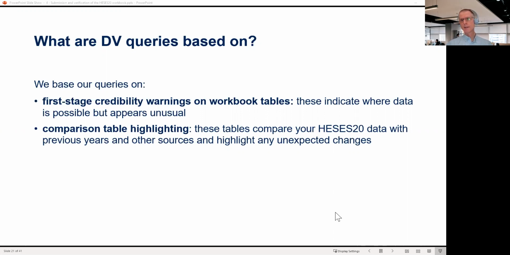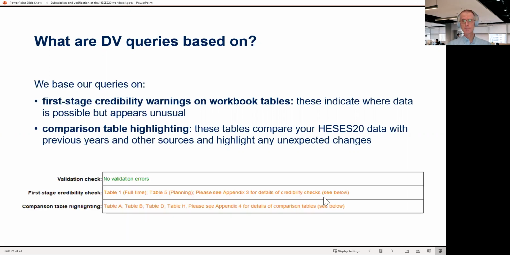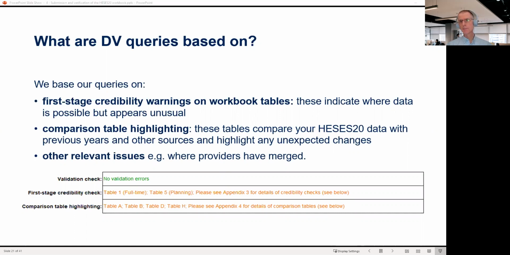But for now, we'll just say that this is where we find out about greater than expected changes in data in the workbook compared to previous years and other sources. And as noted before, you see these referenced on the information sheet. And there may be other relevant issues as well. These are things which perhaps are not necessarily highlighted in the workbook, but might just come to our attention anyway, or that we know are on the radar. Mergers are mentioned here, and that's a good example. And there may be other things which come to light in the data verification process.